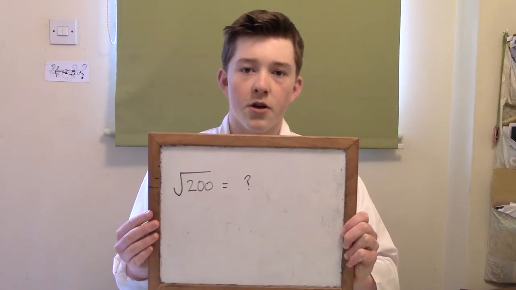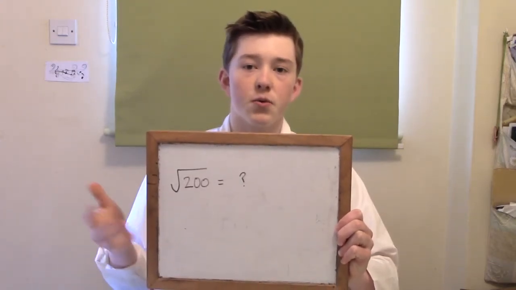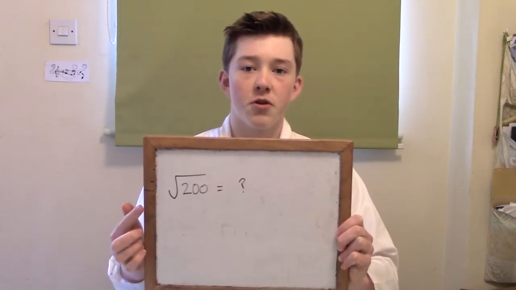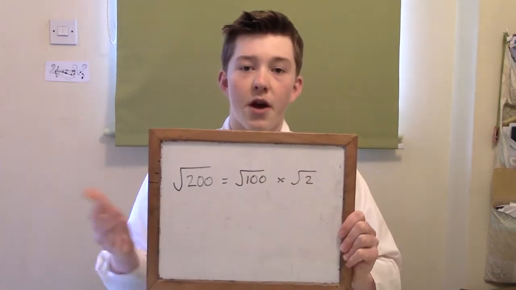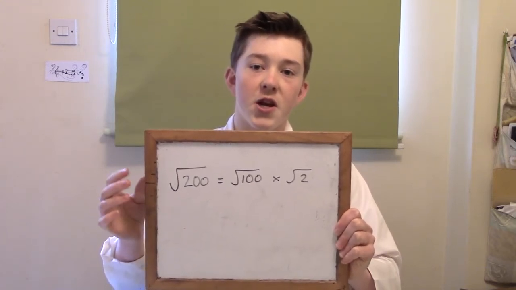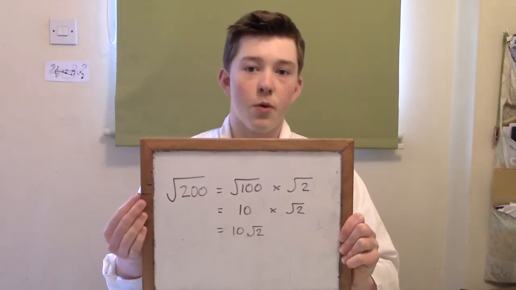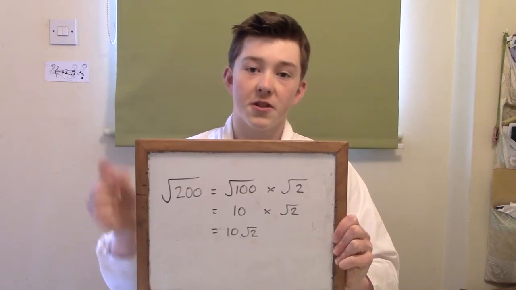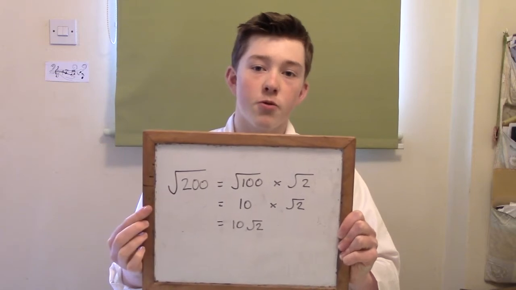Here's another example. 200 is not a square number, which means we can't convert it into a whole integer, or a whole number. But you'll notice that 100 is a factor of 200, and 100 is a square number. Therefore, we can use our rule from before to work out that the root of 200 is equal to root 100 times root 2. Like with the last example, when root 25 was equal to 5, root 100 is equal to 10. Therefore, we can simplify root 200 down to 10 root 2.